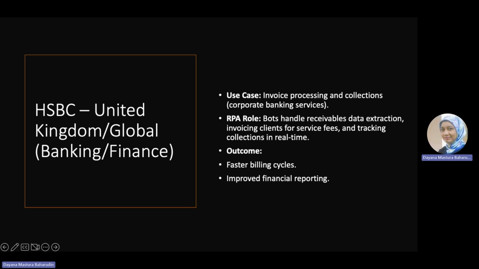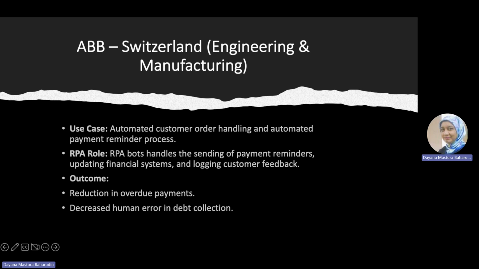Very good. ABB, Switzerland, engineering and manufacturing. We have here automated customer order handling and automated payment reminder process. RPA bots handle the sending of payment reminders, updating financial systems, and logging customer feedback. The outcome will be reduction in overdue payments and decreased human error in debt collection. I would say the outcomes are similar, with improved processing, quicker processing, less human error, and so forth.